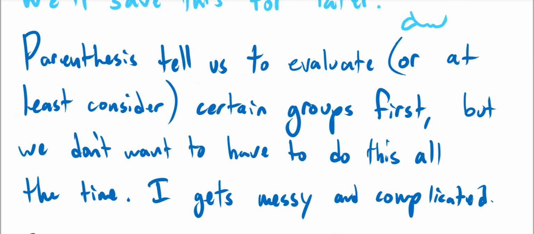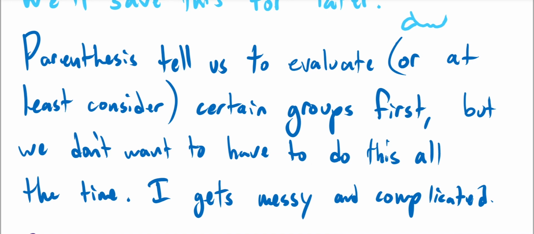So we already have a way of deciding what to do in the order of operations. Parentheses tell you that if you want to evaluate something first, or at least consider that thing first, you could just put parentheses around it, right? That's what parentheses are for. But if you just put parentheses everywhere, or even the bigger brothers of parentheses that we'll look at later, brackets and braces, it really does start to look quite messy. It just makes the page look very complicated.